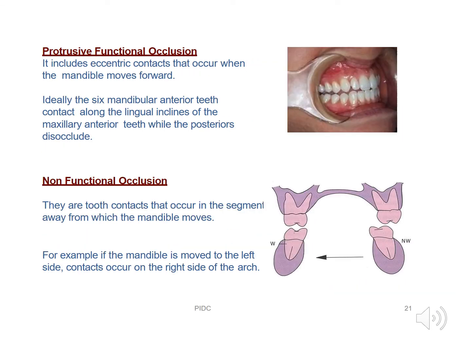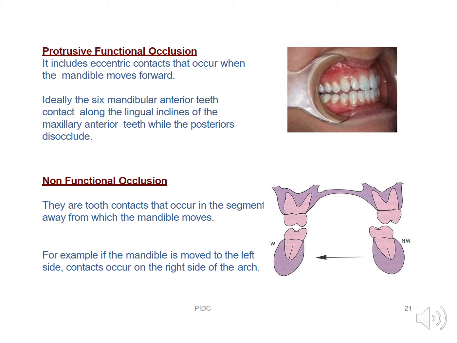Protrusive functional occlusion includes eccentric contacts that occur when the mandible moves forward. Ideally, the six mandibular anterior teeth contact along the lingual incline of the maxillary anterior teeth, while the posteriors disocclude.